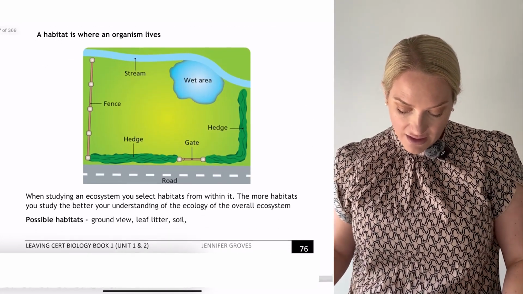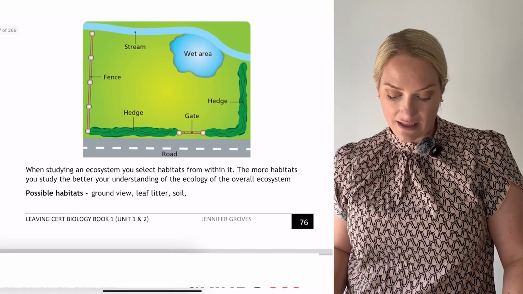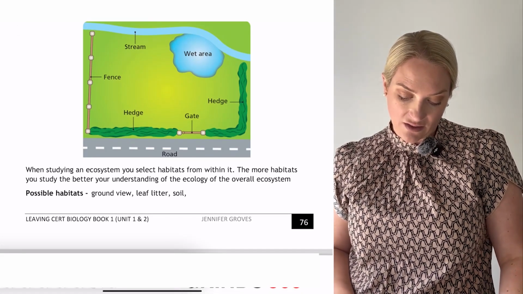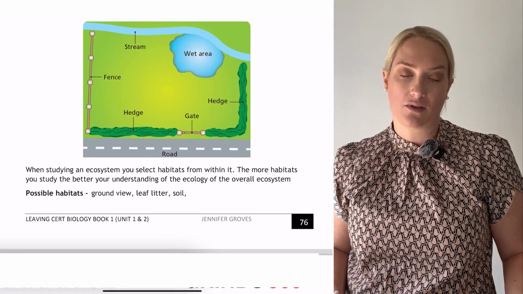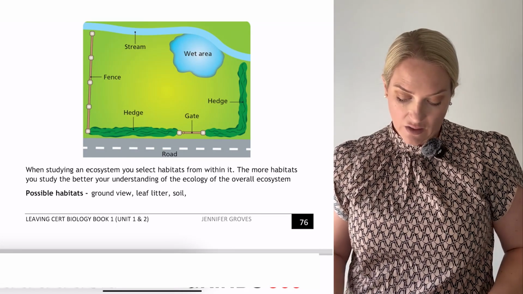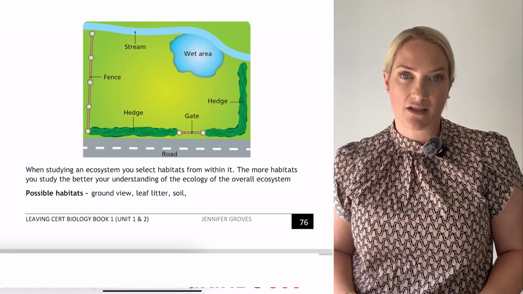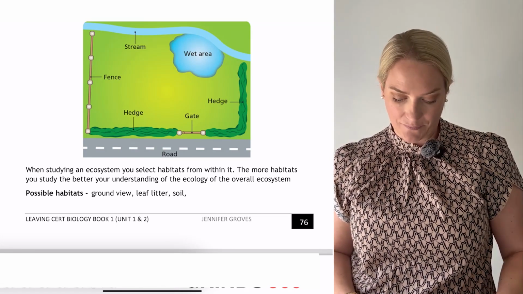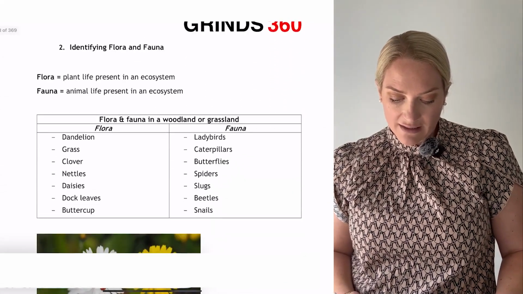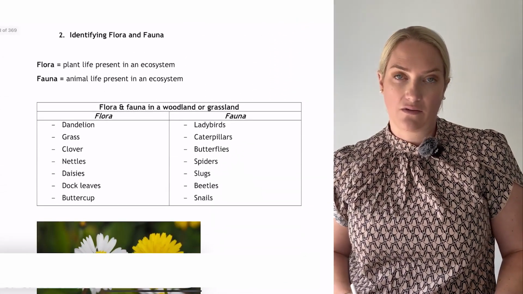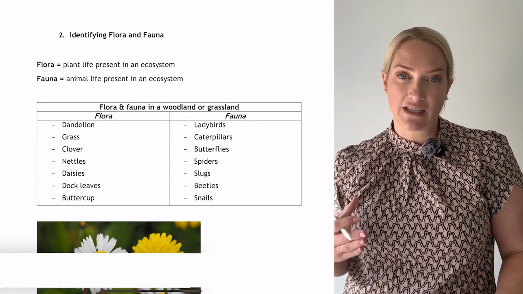Okay, so when studying an ecosystem, we're going to select habitats within it. So the more habitats you study, the better. So if possible, have at least 3. So I would look at, with my students, ground view, litter view, and then the soil. Of that, you have to identify 5 flora and 5 fauna, and I would keep it really simple.